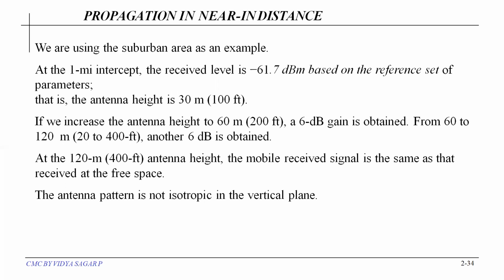Here the antenna height is 30 meters or around 100 feet. If we increase the antenna height up to 60 meters, that is 200 feet, a 60 dB gain is obtained. And from 60 to 120 meters, another 60 dB is obtained. That means for each 60 meters, the gain is up to 60 dB.